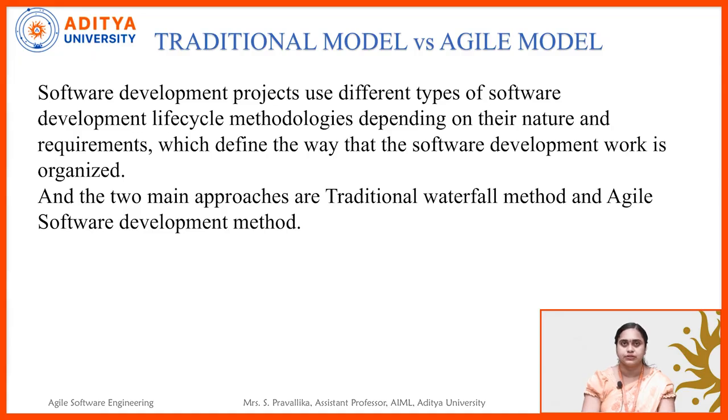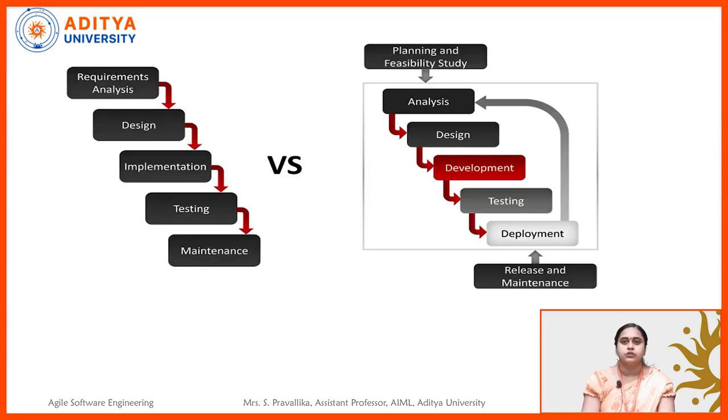So let us see the differences. There are two main approaches: one is the traditional waterfall model and the other is the Agile software development model. Let us see the difference between the traditional waterfall model and the Agile model. Here we can see a differentiation. The first one describes the traditional waterfall model.